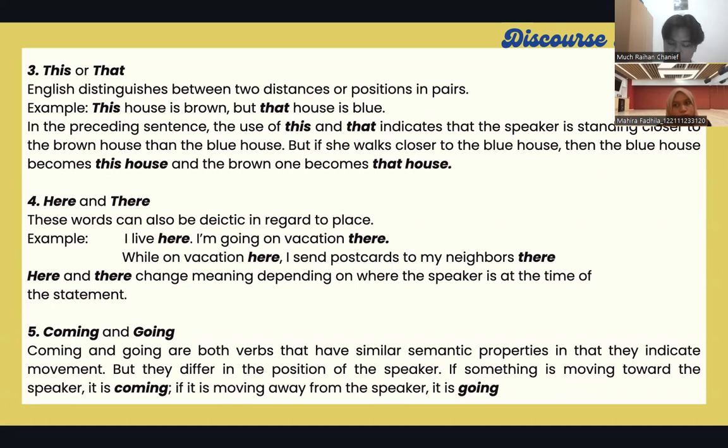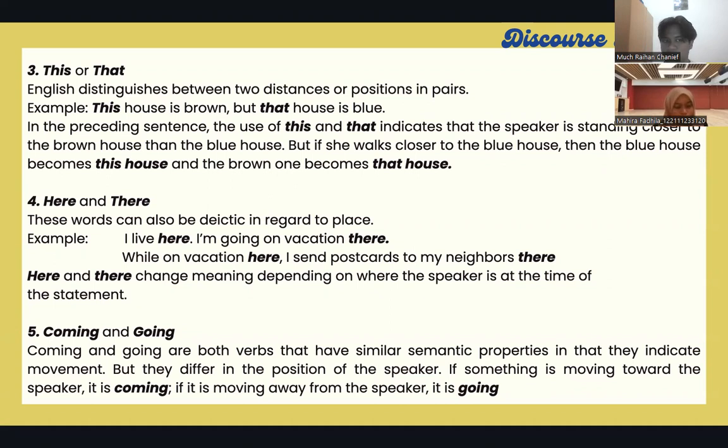And then number four are here and there. Here and there can also be deictic in regard to place. For example, I live here. I'm going on vacation there. While on vacation here, I send postcards to my neighbors there. Here and there change meaning depending on where the speaker is at the time of the statement.